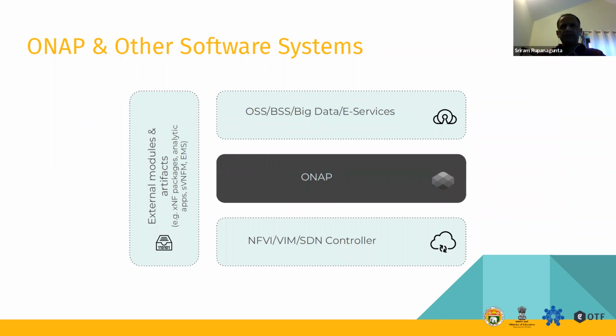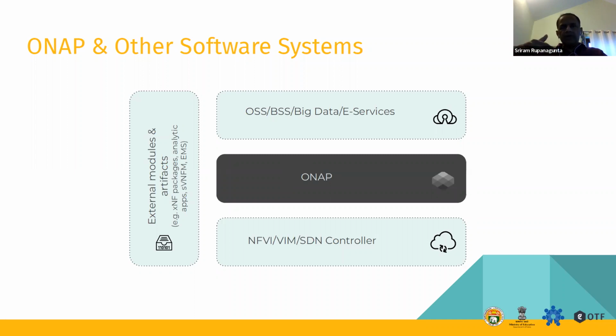So this is the high level view of ONAP and where it fits in the overall system. The topmost layer is the OSS BSS, which enables customers or partners to make orders, to create billing services, and so on. ONAP doesn't do any of that. ONAP provides northbound interfaces, which are typically over REST, and using that, these OSS BSS layers can interact with ONAP and perform certain actions.